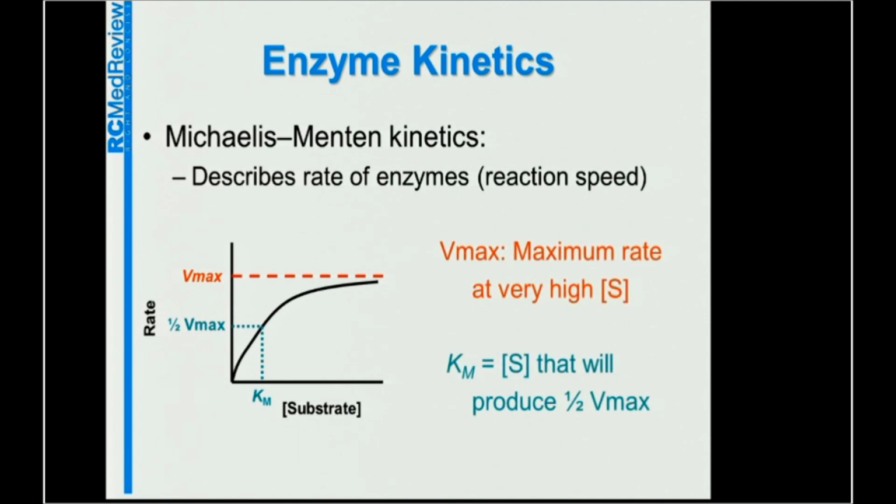So Vmax is the maximum rate. So it's the speed of the enzyme at very high substrate concentrations. And the Km is the substrate concentration. Remember, it's a concentration of substrate that will produce half of the Vmax. Okay?